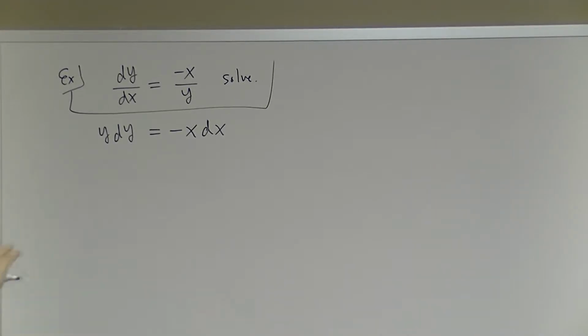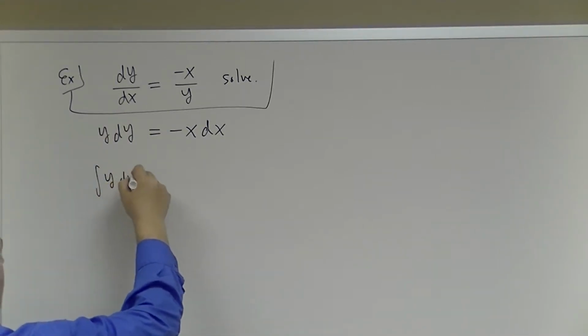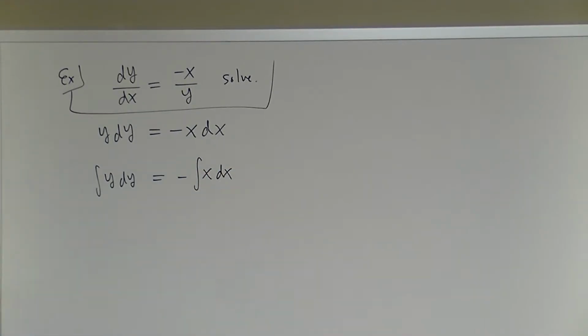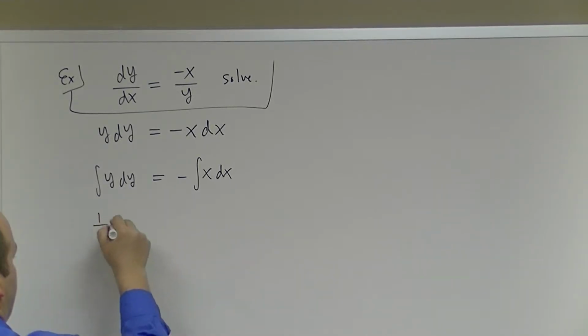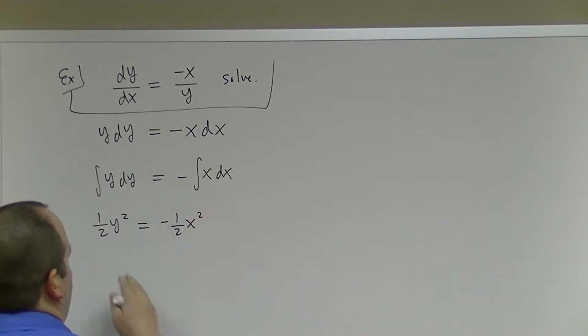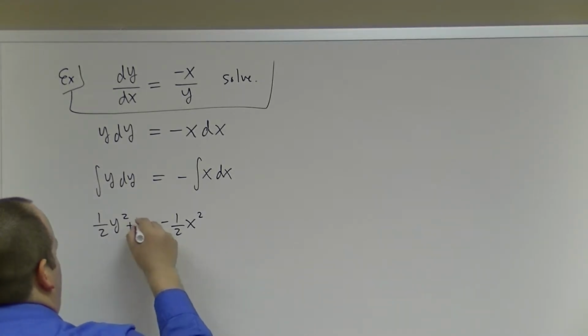Okay, so then what do I do? Integrate both sides. By the way, if you wanted to put in an initial condition, you could do that at this point. But I won't do that just yet. So this is 1/2 y squared is equal to minus 1/2 x squared. Now I could add a constant on both sides, but that would be just the same as adding a constant on one side, right? Either way, I could add a constant. So rather than talking about it, let me just do it.